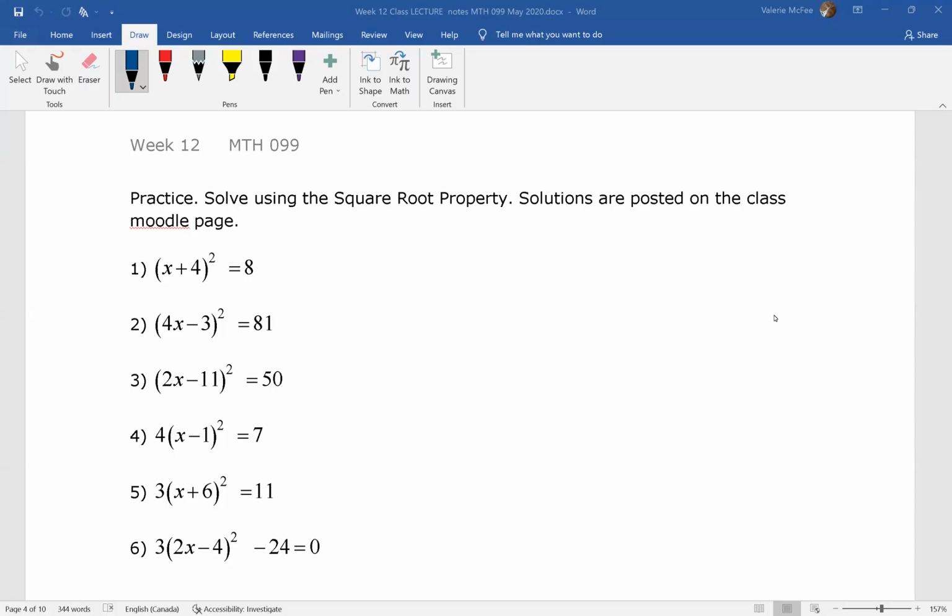We are so close to the end of the semester. Here you see there are some practice questions for you using the square root property. I've posted the solutions for these questions on the class Moodle page. I hope you use these to help you get some extra practice in to help you prepare for the final exam.